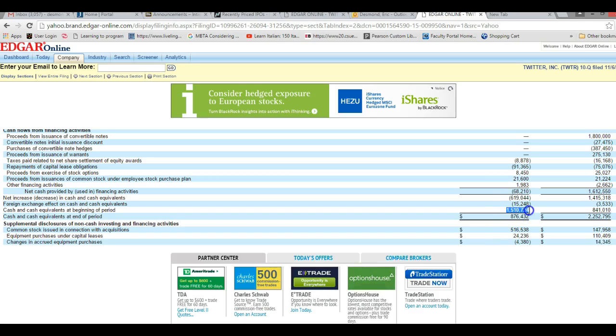And here it is right here. This carries over from the balance sheet. Cash and cash equivalents at the beginning of the period, and down. Okay, look at 2014. Cash at the beginning of the period, and they finished the year up. They had an increase in cash in 2014 and a significant decrease in 2015.